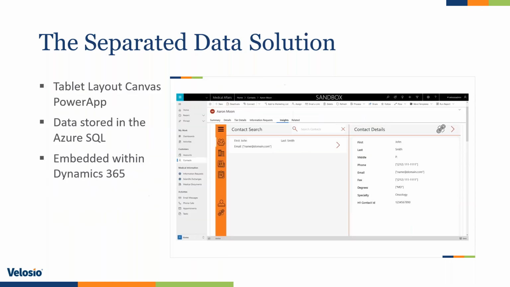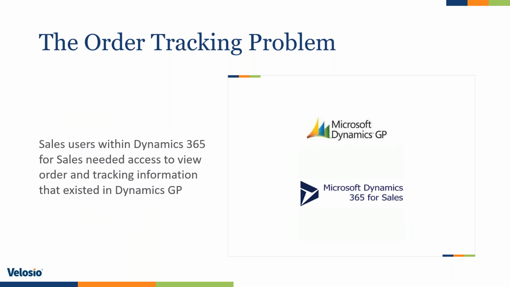So I've got one more example here. I'm going to jump ahead. This is an example involving GP and Dynamics 365 for Sales. So this was a client that had sales users working within Dynamics 365 for Sales, but they needed to be able to see tracking information on orders within CRM. The order information and this tracking information was in GP, but they wanted to be able to see it without having to leave their sales application.